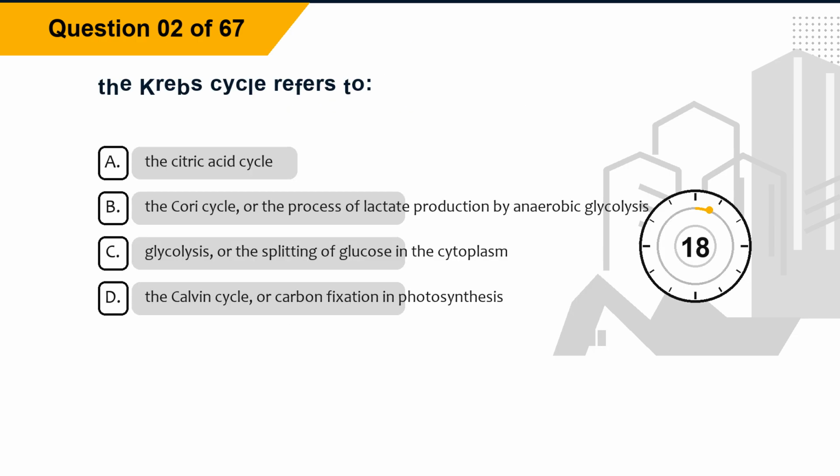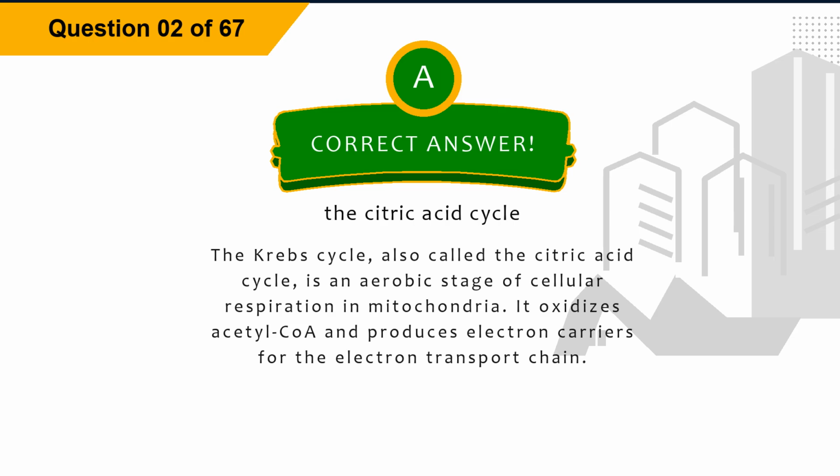Question 2. The Krebs cycle refers to option A, the citric acid cycle. Option B, the Cori cycle, or the process of lactate production by anaerobic glycolysis. Option C, glycolysis, or the splitting of glucose in the cytoplasm. Option D, the Calvin cycle, or carbon fixation and photosynthesis. The correct answer is option A, the citric acid cycle.